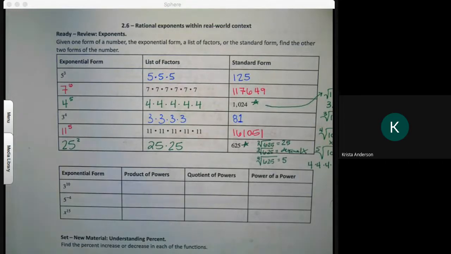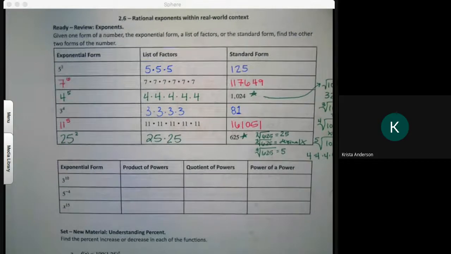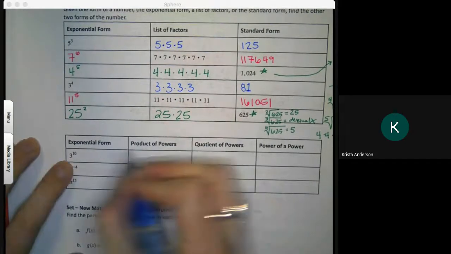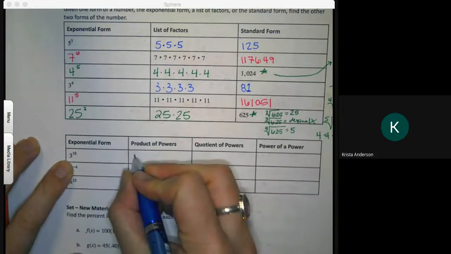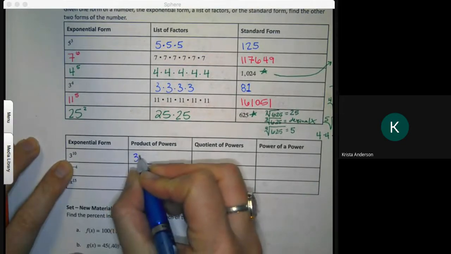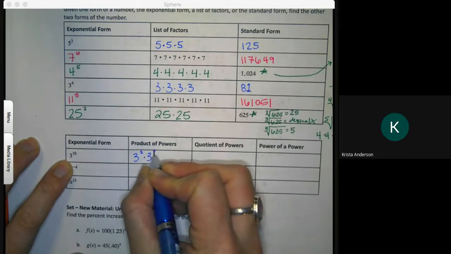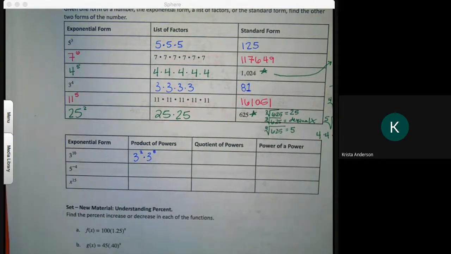Good. Next table we are going to fill in. We need to fill in with the product rule. I'm going to do the top list, and then we'll see if you can fill in the bottom. So first one, 3 to the power of 10. I'm going to say 3 to the power of 2 times 3 to the power of 8. Why does that work? Because 2 plus 8 is 10. Yep.